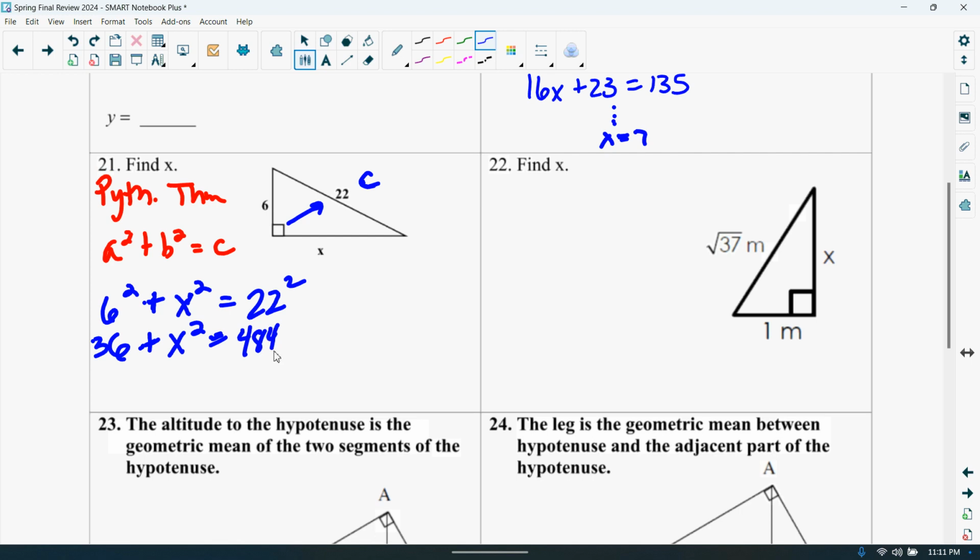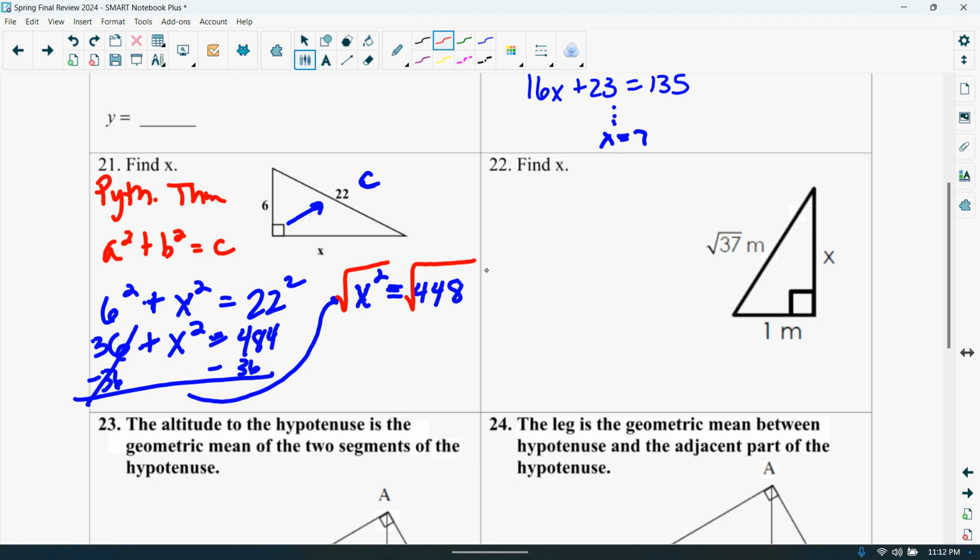Alright, so now we're just solving for x, but we have to isolate the x squared, which requires minus the 36. I'm just going to write it over here. This is going to give me x squared equals 448. And then we want to take the square root of that to solve for x. Here, taking the square root of 448.